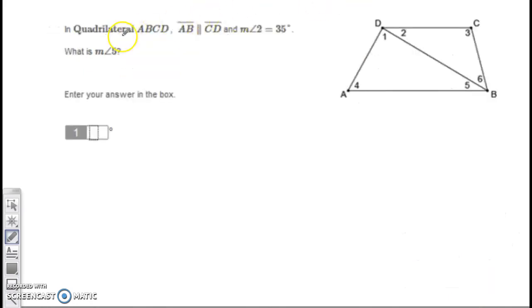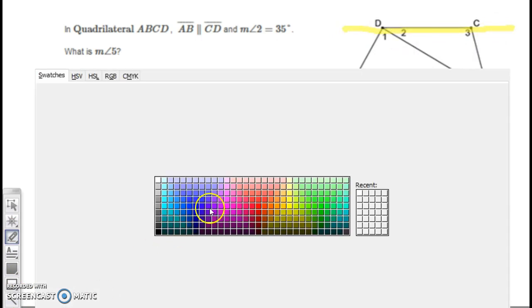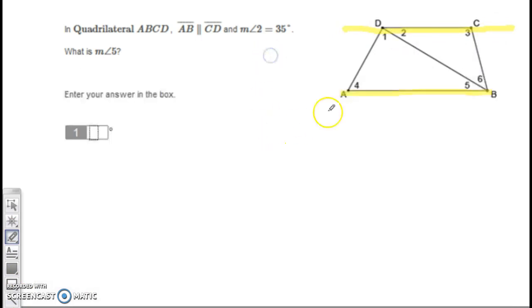All right, so for the next one, we have a quadrilateral, and it says that AB is parallel to CD. Sometimes it helps me to highlight my parallel lines. So those are my two parallel lines. And then that helps me too to see the transversal. They're cut by this transversal. Okay, and then it says that angle 2 is 35 degrees. What is the measure of angle 5?